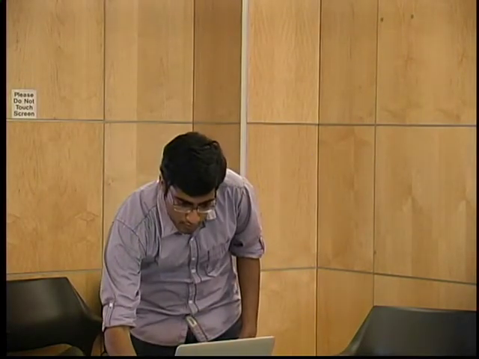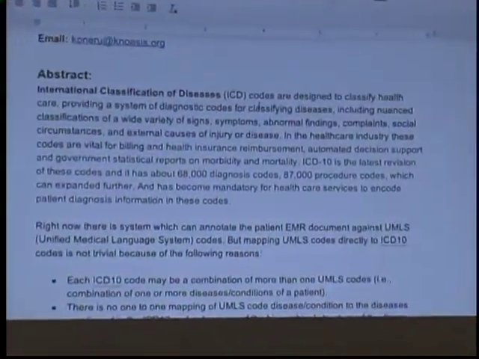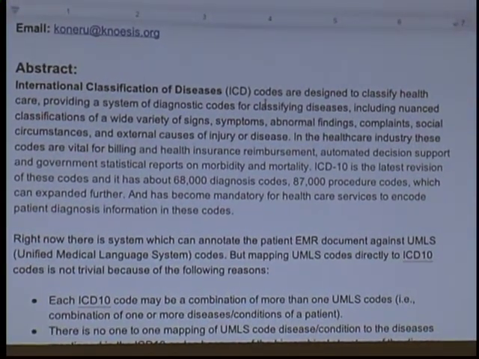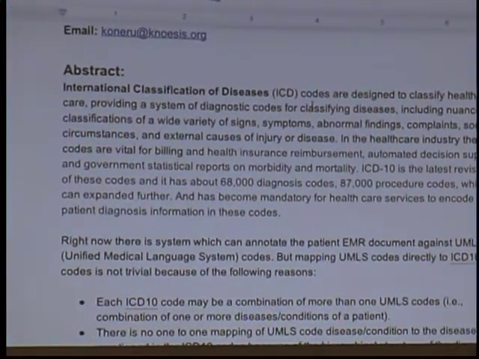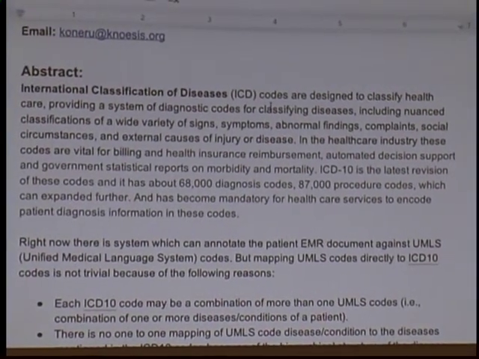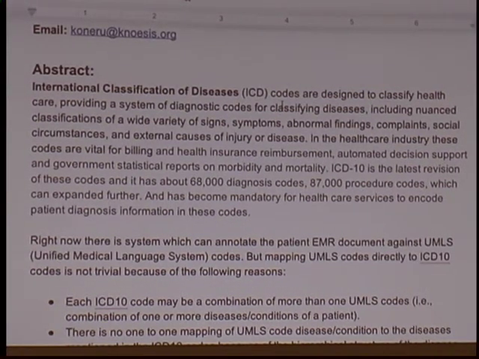So there are systems which can take the EMR document and annotate it against the UMLS codes, but there aren't any systems which annotate the EMRs into direct ICD-10 codes. So what I am dealing with is that, since we already have systems which can annotate against UMLS codes, how can we map a bunch of UMLS codes into ICD-10 codes?